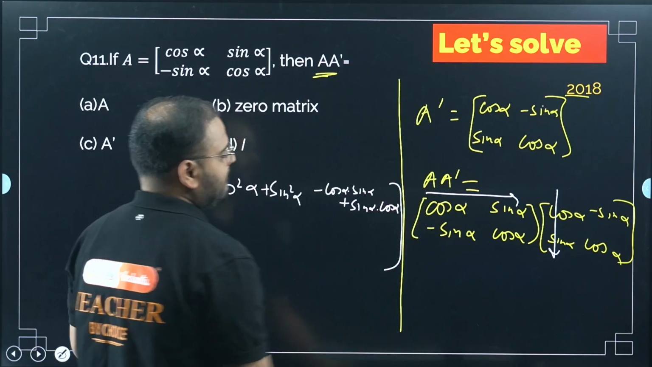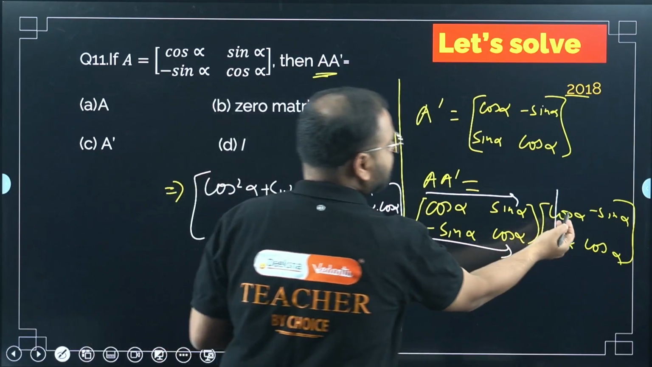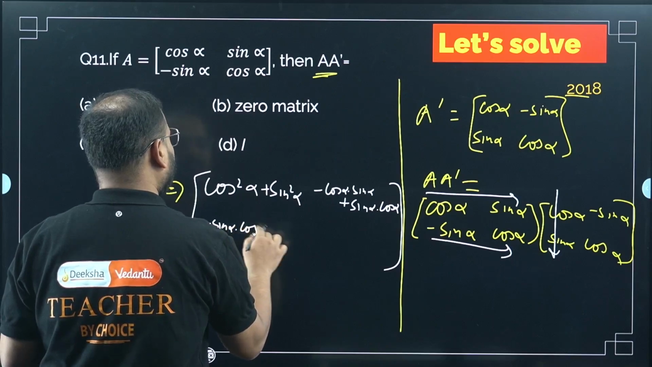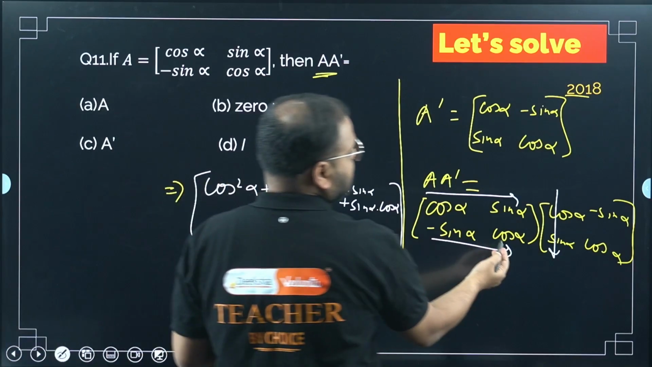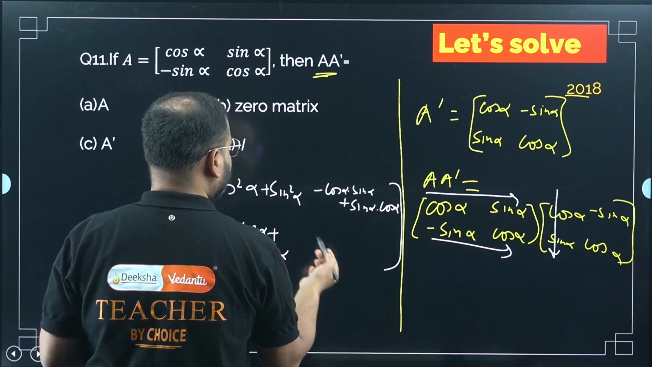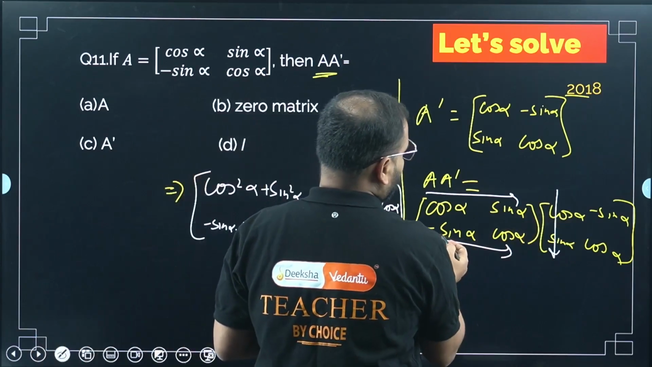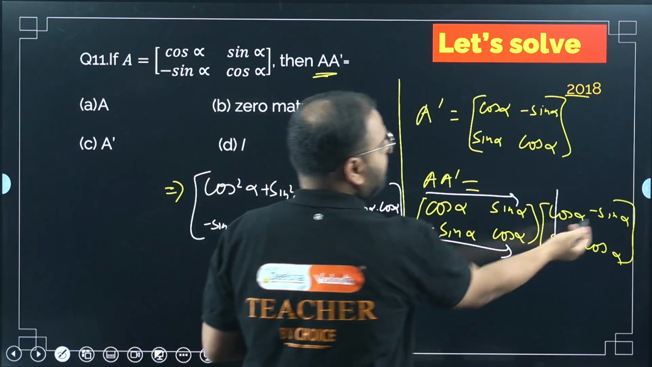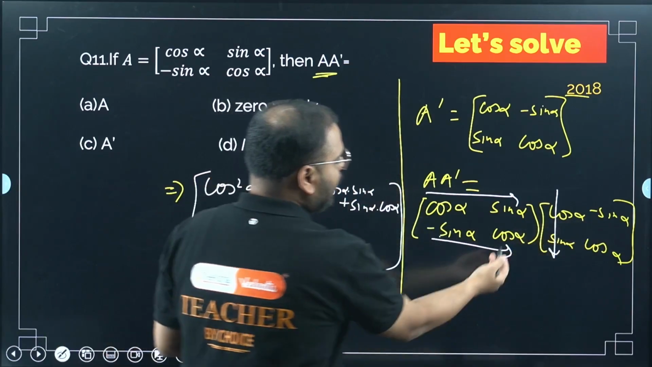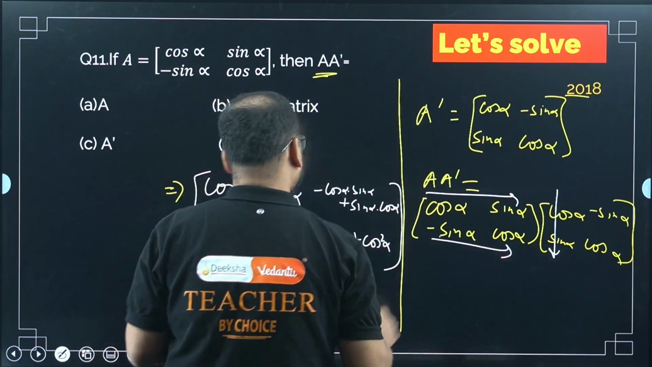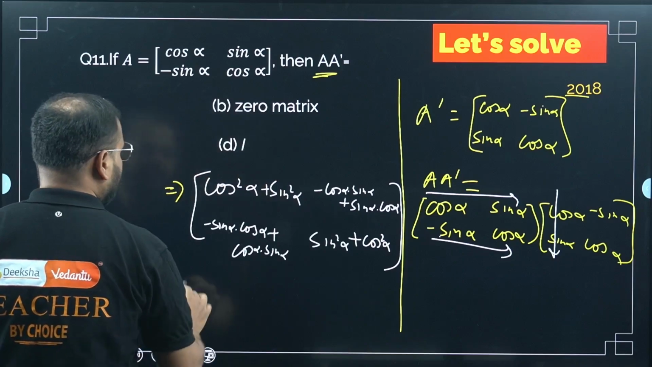First elements are done. Now check for the second row. Minus sin with minus cos. So simply minus sin alpha cos alpha, plus cos with sin. So simply cos alpha sin alpha. What about the last one? Second row with second column. Minus sin with sin, minus sin square alpha, minus sin with minus sin, so plus sin square alpha, cos with plus cos, so plus cos square alpha. I know all of you got it right. This is a very simple question, right? So what I get?